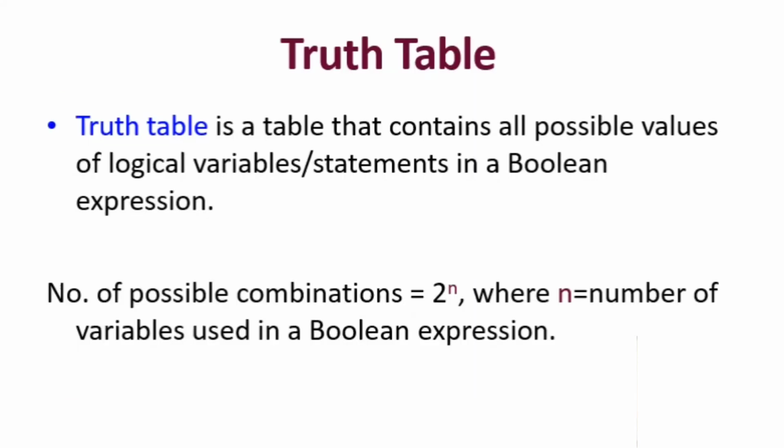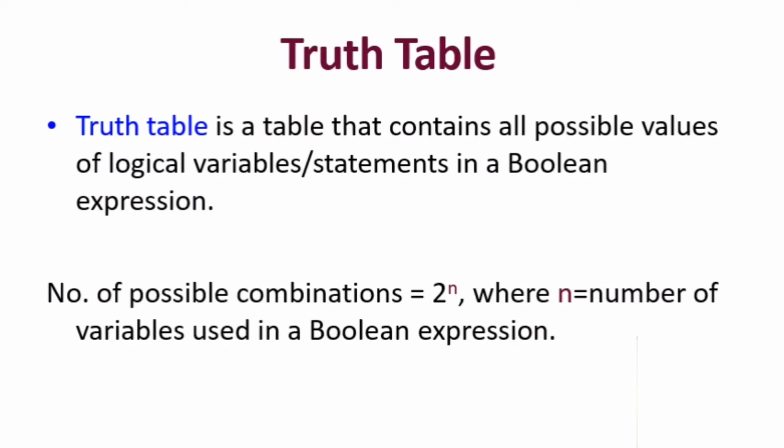Okay. So now coming to the truth table. Truth table is a table that contains all possible values of logic variables or statements in a Boolean expression. So the number of possible combinations is equal to 2 raised to power n, where n is equal to the number of variables used in the Boolean expression.